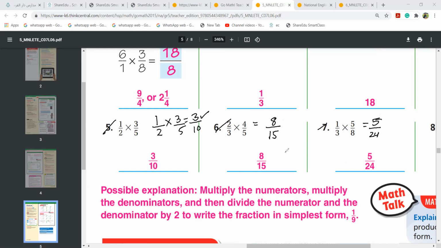Miss, what's number 8? Number 8? I will do it. First you finish this and then I'll go to number 8. Can I clear this?